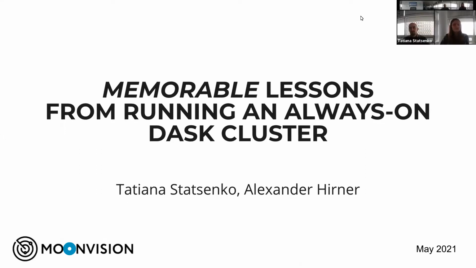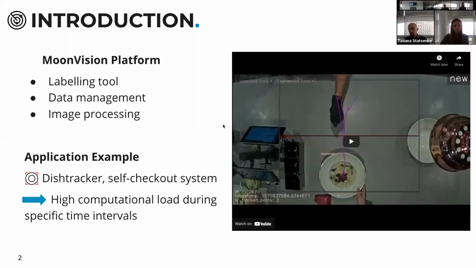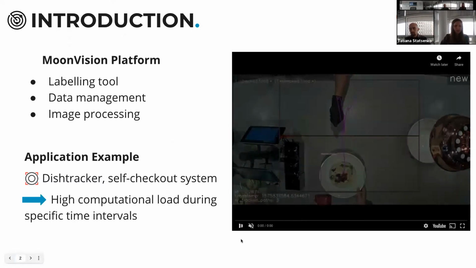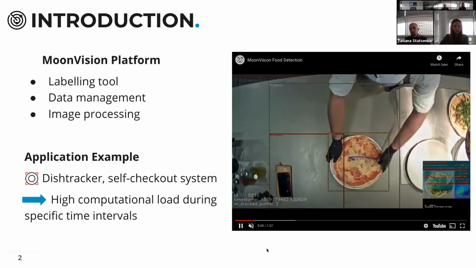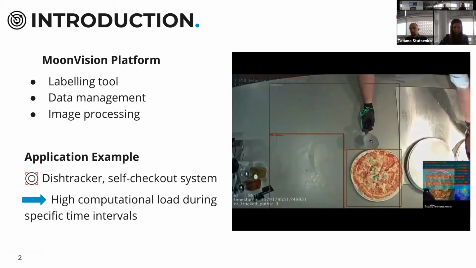So in this talk, we're going to discuss the lessons we learned while running modern computer vision tasks on an always available Dask cluster. First, I would like to shortly say what actually Moonvision does. The Moonvision platform is an online toolbox that provides a labeling tool with a recommendation system and data management system, and we also serve various image processing tasks. For example, one of the most advanced self-checkout systems in Europe runs with the help of the Moonvision platform.